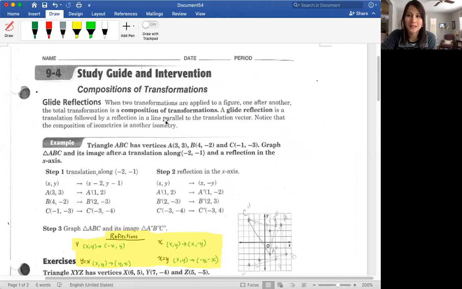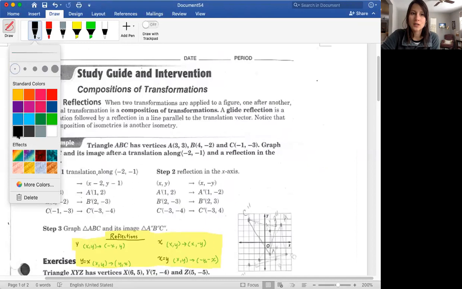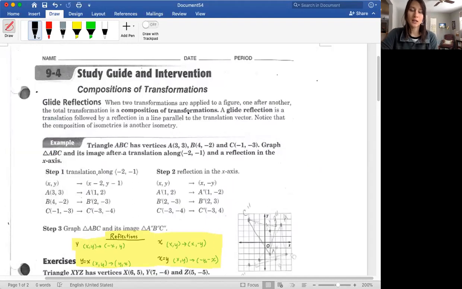When we think of a glide, that's where it's going through a translation. And then a reflection is exactly what it sounds like, right? Just a straight up reflection. So basically, you are just doing what you've learned in lesson 1 and lesson 2 and putting them together.